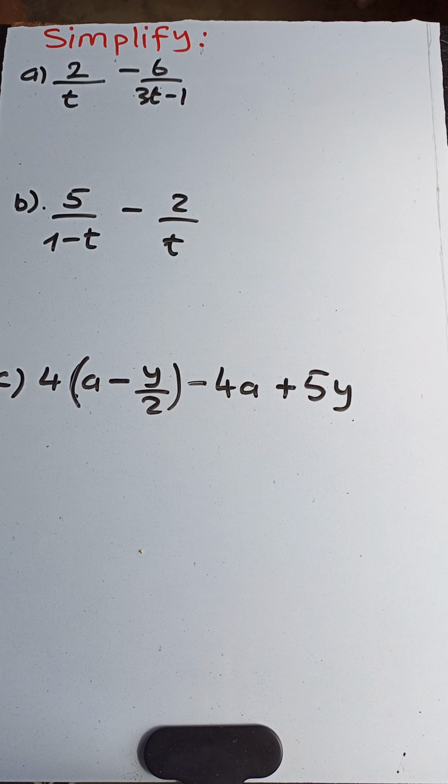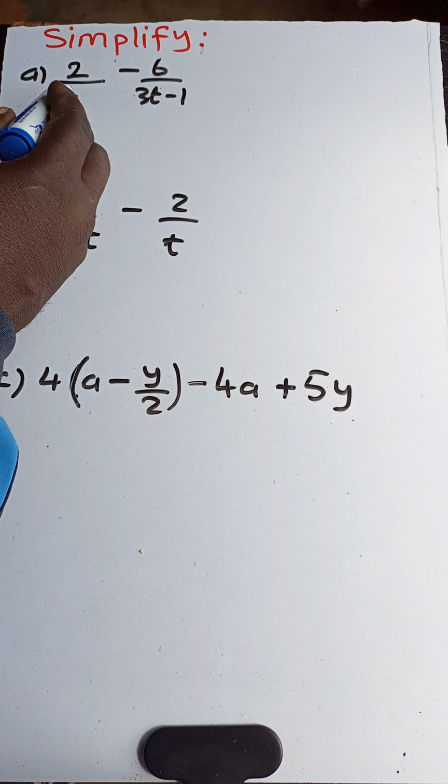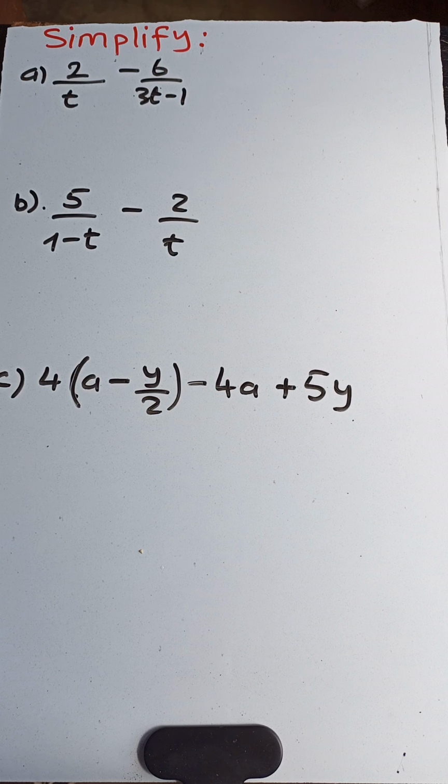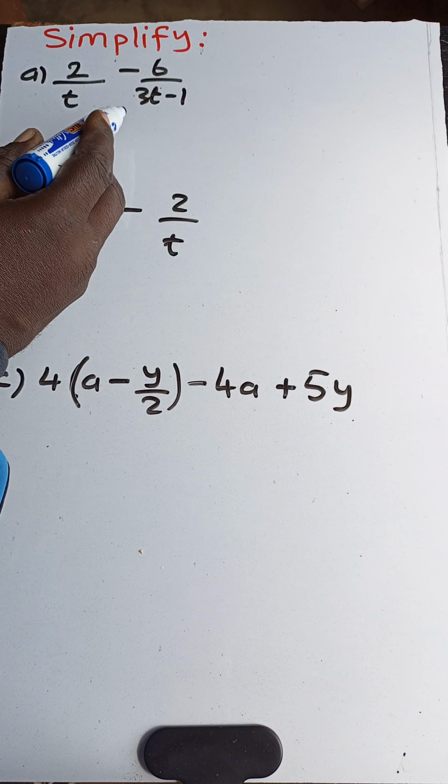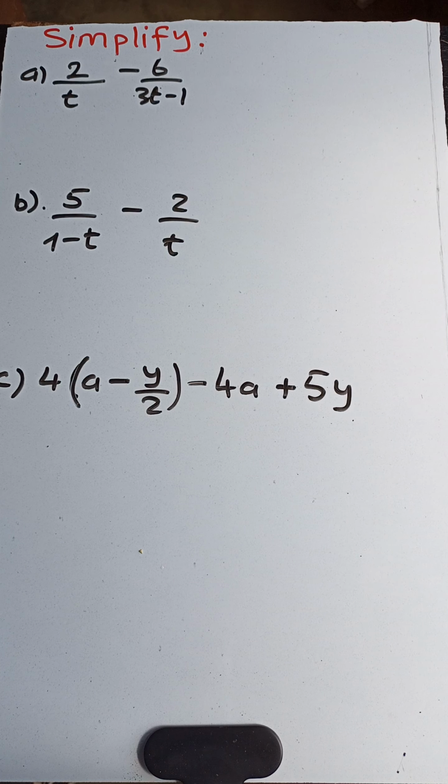Here we have three algebraic expressions in terms of t to simplify. In fact, the first two exercises are in terms of t, and the last exercise, number C, is in terms of a and y. Okay, the simplification process here involves writing these two fractional expressions as a single fraction. Now, we'll carry out the same process that we normally follow when working with numbers. And so we'll look at the denominator and we write out the LCM.